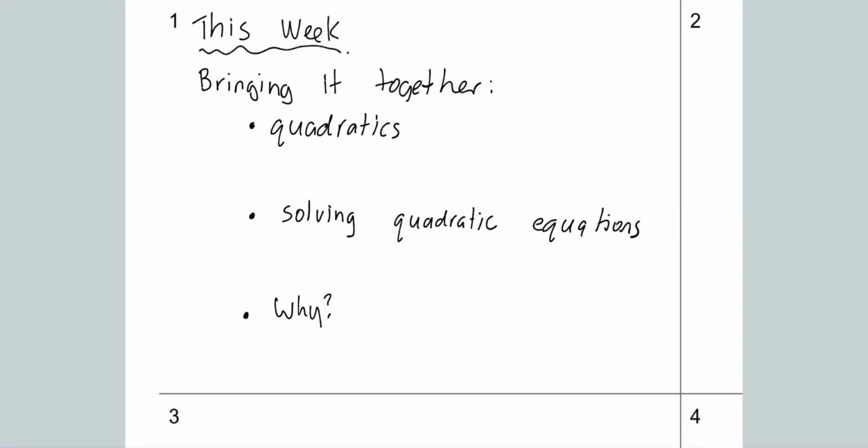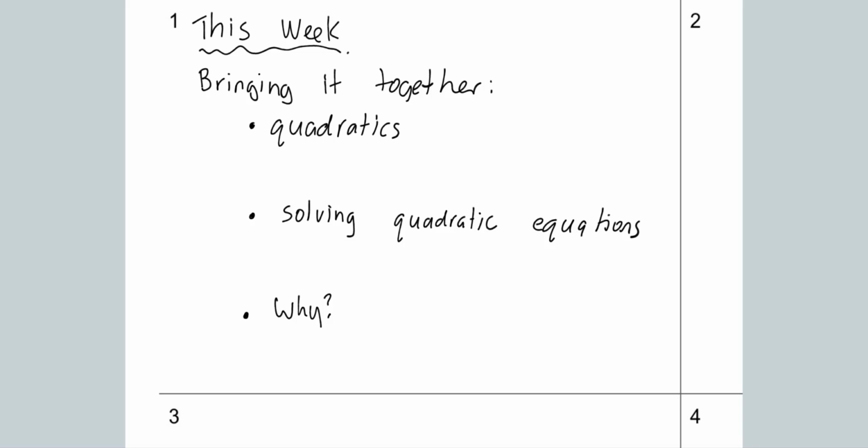This week is Quadratics week, and what that means is we're going to explore what a quadratic is. We're going to work out how to solve quadratic equations, and it really brings together the last few weeks where we've been looking at expansions and factorizations, because we now apply those skills to quadratics.